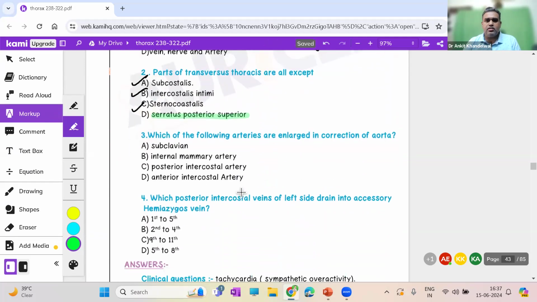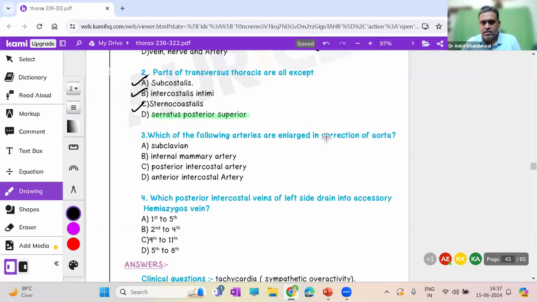Which artery is enlarged in coarctation? This is not correction of aorta, it is coarctation of aorta, right? Obviously, we have that azygous system. Okay, but the azygous system is for the veins. Here, there's a problem in the artery. So in this coarctation of aorta, the distal part of the aorta is receiving less supply.